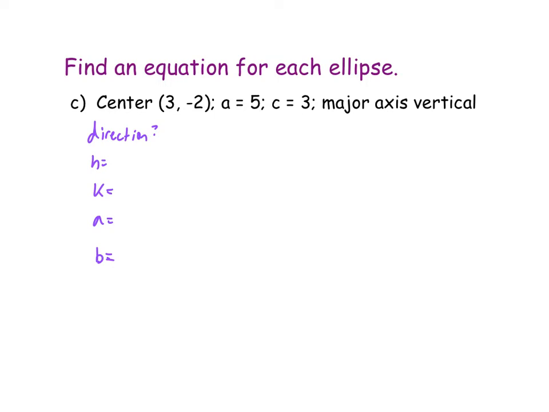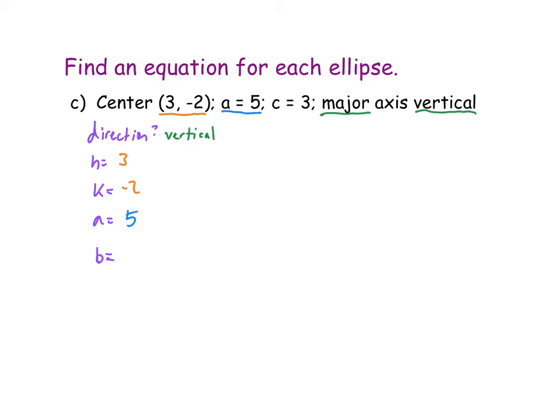First question we need to know is what the direction is, and well, we want to know which direction the major axis is going. So they are telling us that it's vertical. So that means my A value will be under Y, not X. Speaking of A values, they give us that. It's 5, and we know that A is the distance from the center. Well, the center is at 3, -2, so that means H is 3, and K is -2. So it just leaves us with B that we need to find.